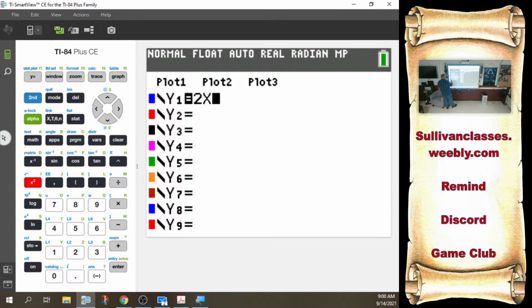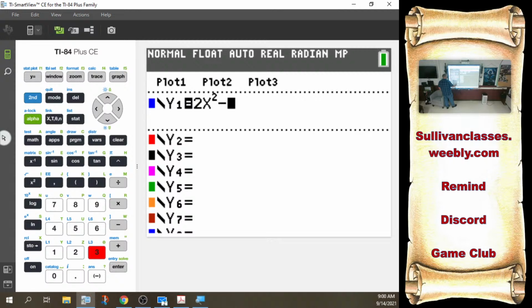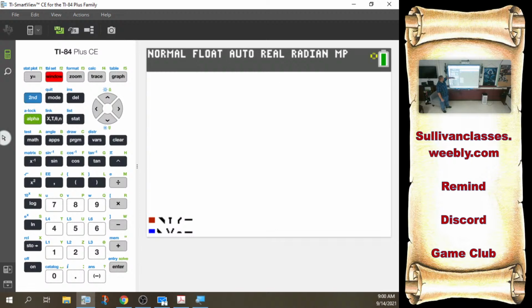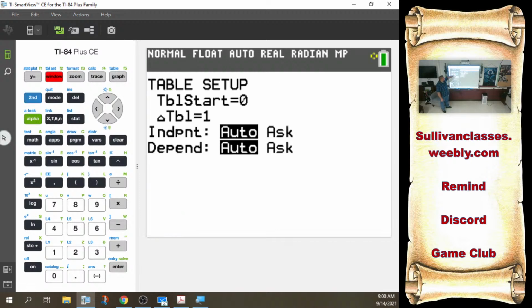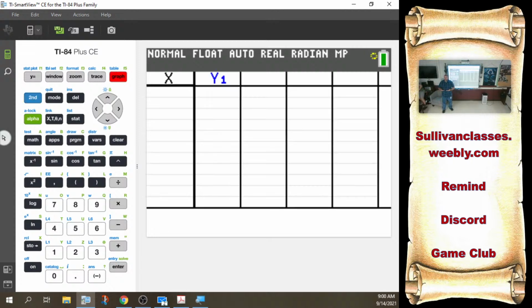2x squared minus 3x minus 1. Okay. I switch my table over to ask. I want to know, is this continuous at x equals 2, specifically there? So first part of the test, I'm asking, does the function of 2 exist? I press the button, and it says, yup.